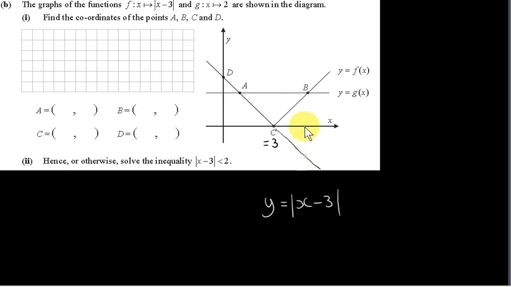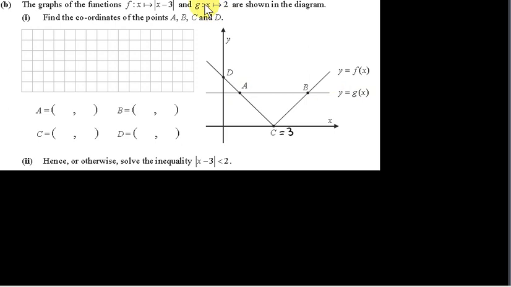So for example, say the y value of this point is minus 2. When we get the magnitude of minus 2 we get plus 2. So this part of the function y equals x minus 3 is reflected through the x-axis. We reflect the part of the line that is below the x-axis through the x-axis, so we get this V shape.